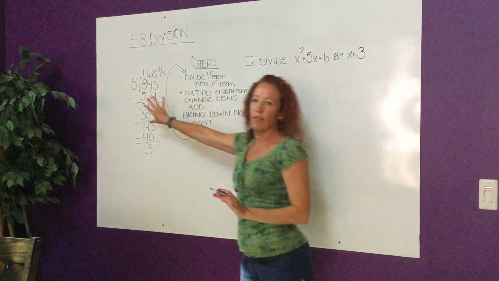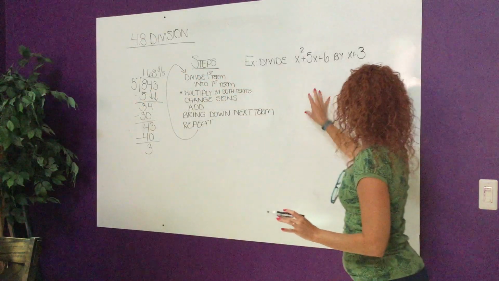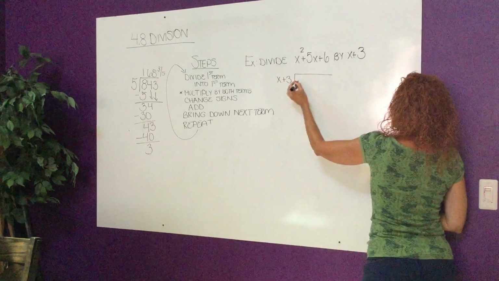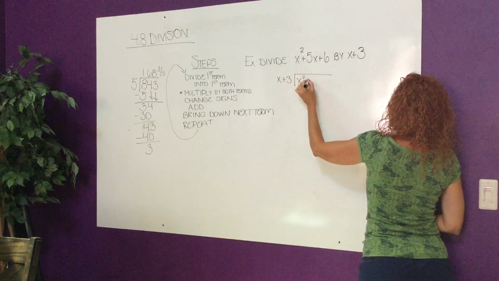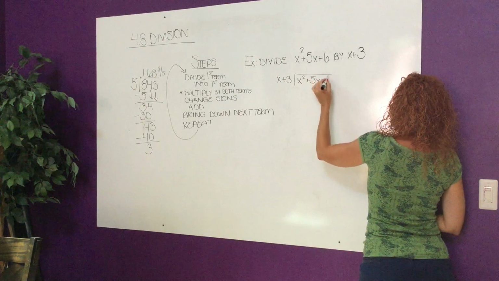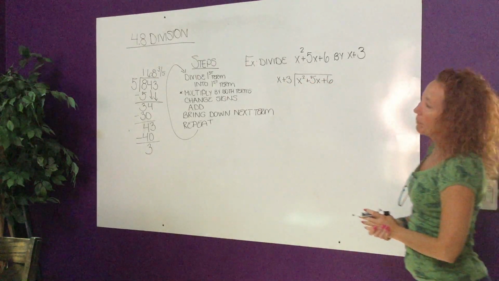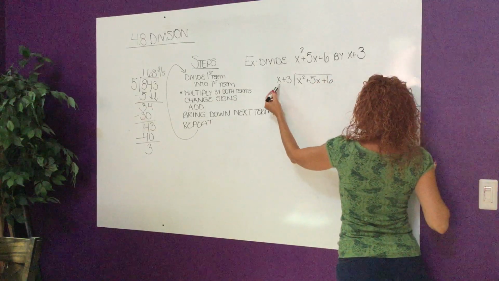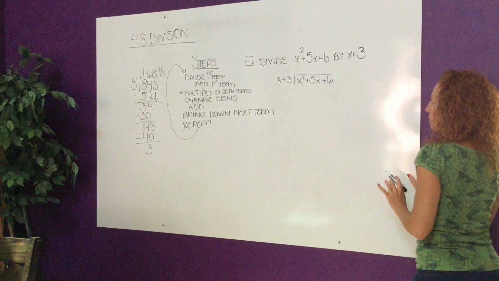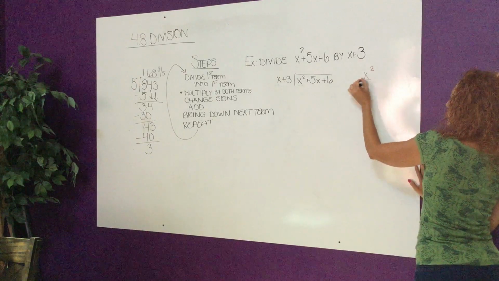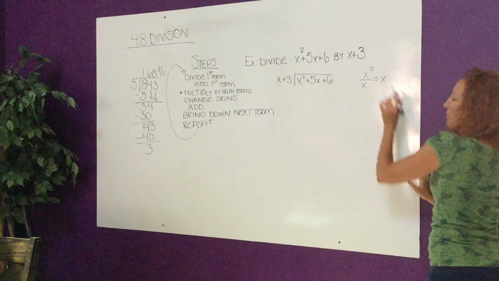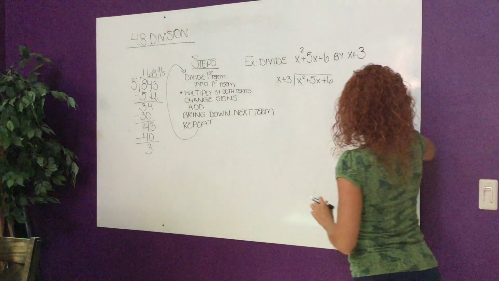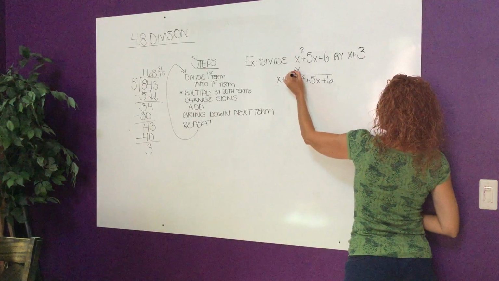So let's apply this idea over here. So we're going to have x plus 3 divided into x squared plus 5x plus 6. Step 1. First term into first term. So we're just going to divide x into x squared. X squared divided by x. Remember, we're going to just subtract those exponents. So x squared divided by x is x.